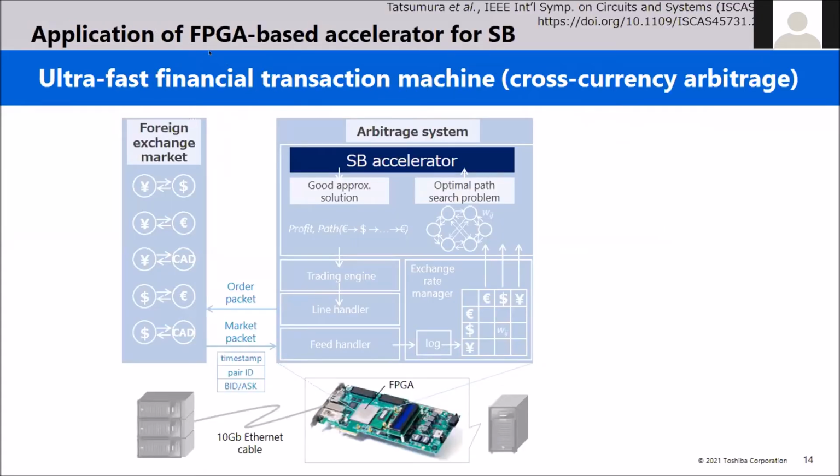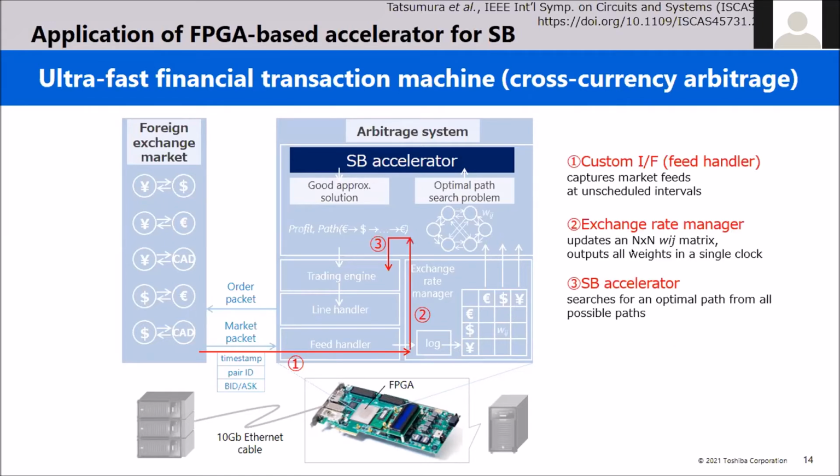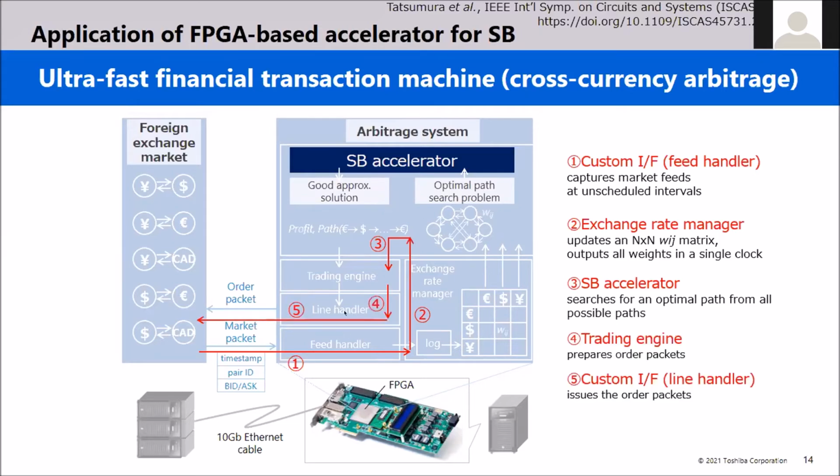As an application of FPGA SB, let me quickly introduce an ultra-fast financial transaction machine for cross-currency arbitrage, which was presented in this ISCAS 20 paper. This is an end-to-end FPGA-based arbitrage system where the feed handler captures a market feed, the FPGA SB accelerator searches for an optimal arbitrage transaction path from all possible paths. Then the line handler issues the order packet. The system-wide response time from the market packet arrival to order packet issuance is less than 30 microseconds.